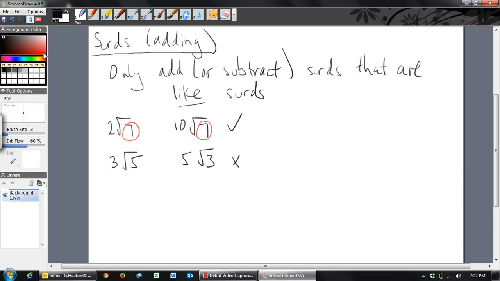No, we cannot. Why? Because this has a 5 underneath the square root sign, this has a 3 under there, so we cannot add those together. Those are not like surds. We can add or subtract these ones, but we cannot do it for those ones. What we end up doing is just bunching and collecting. It's a bit like algebra, we collect the surds that are similar together.